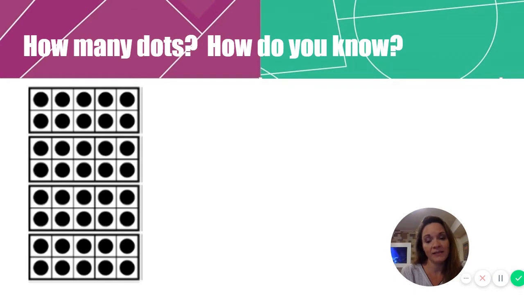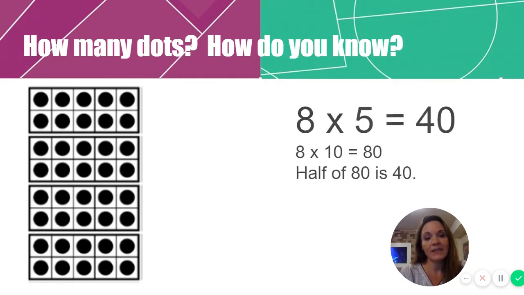Now how many dots? How do you know? Now we see 40 dots. Originally there were 8 filled out 10 frames. Now there are only 4 of them. 8 times 10 equals 80, and if I cut 80 in half, we get 40. If we look at each individual row of 5, there are 8 rows of 5 for a total of 40 dots. Now let's try some with cubes instead.